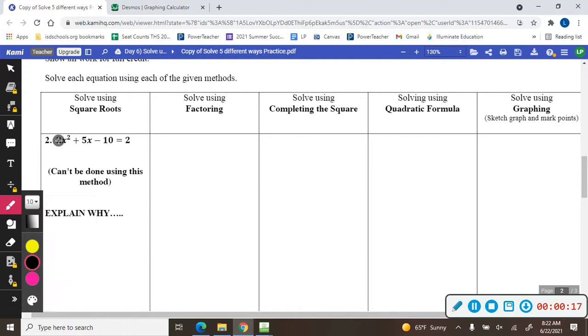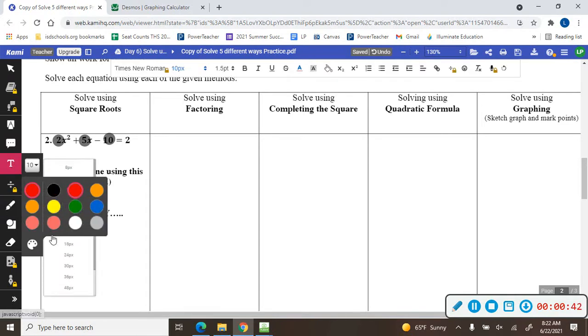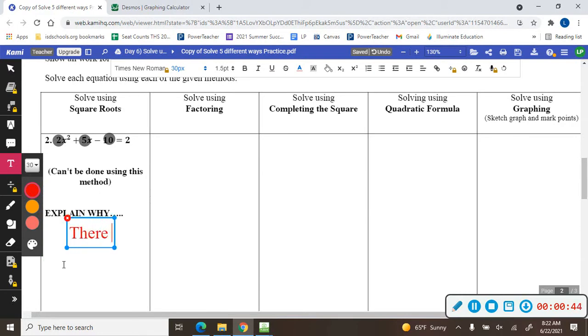And the reason why we can't use square roots is because we have 1, 2, 3 terms. And square roots you cannot solve when you have 3 terms that you can't add. And yes, you could call this a 4th term, but these two combine. So there's really only 1, 2, 3 terms. So you can't solve this way. Why? There are 3 terms.